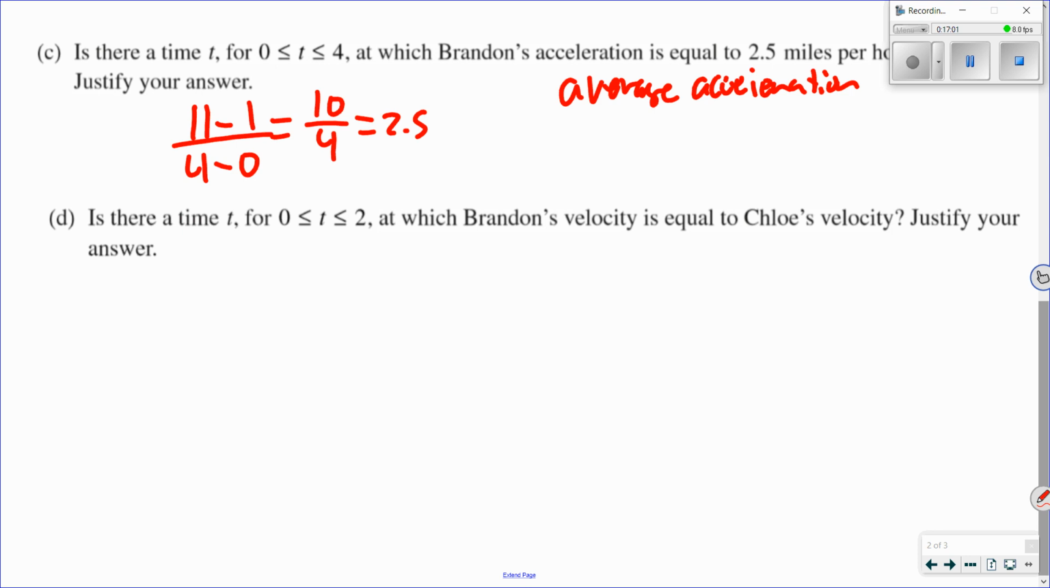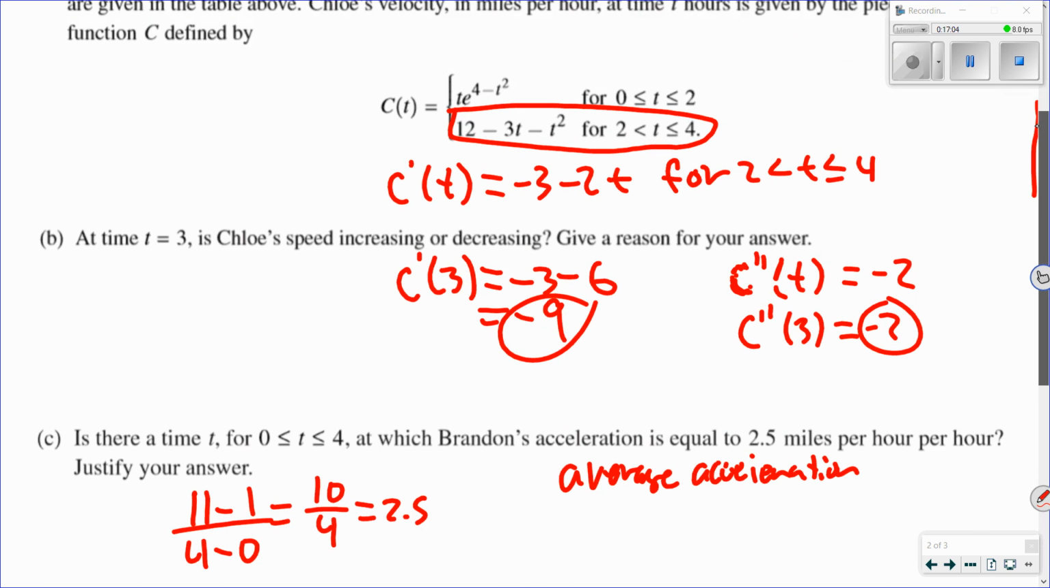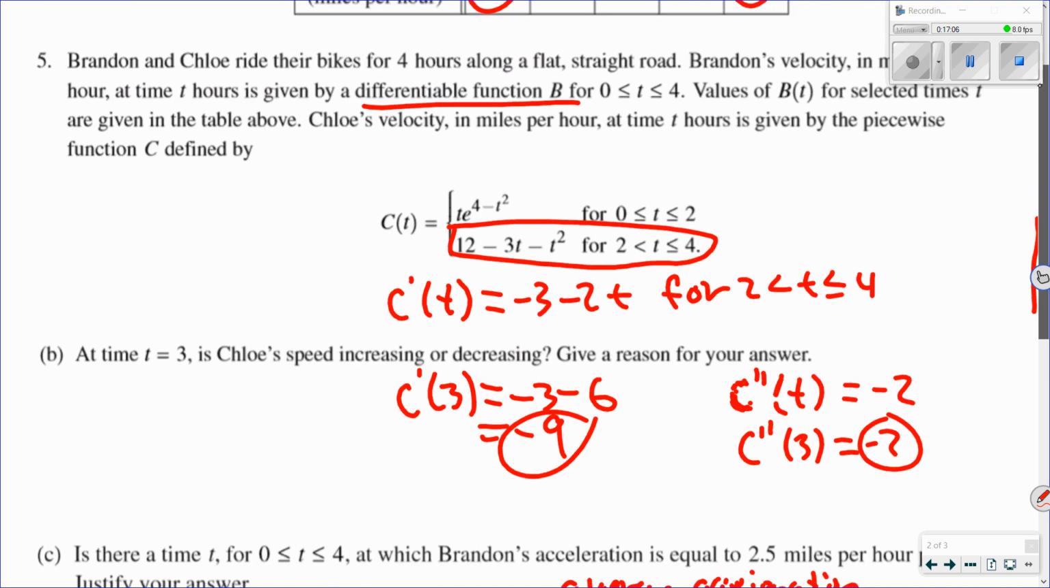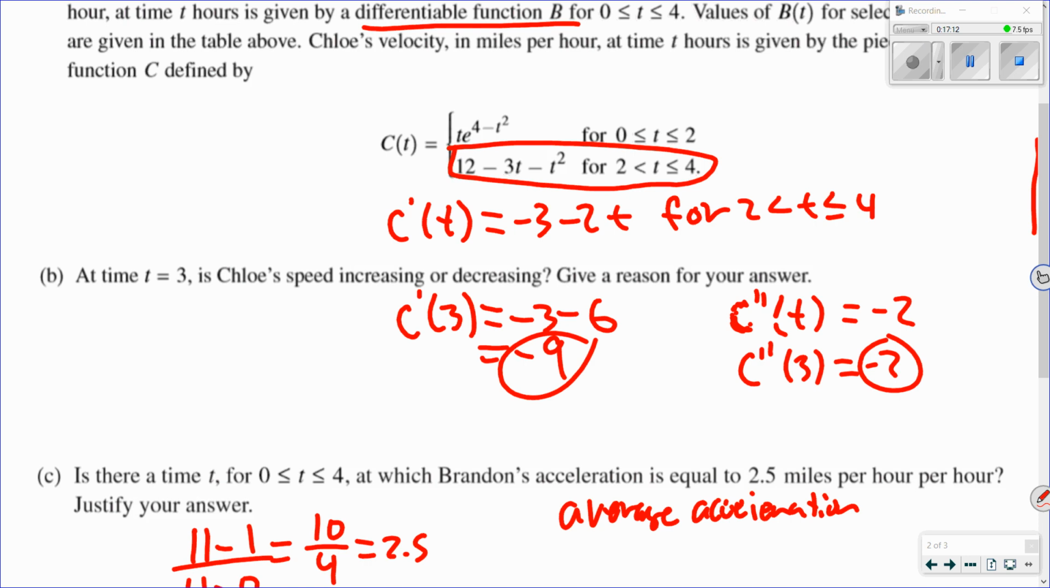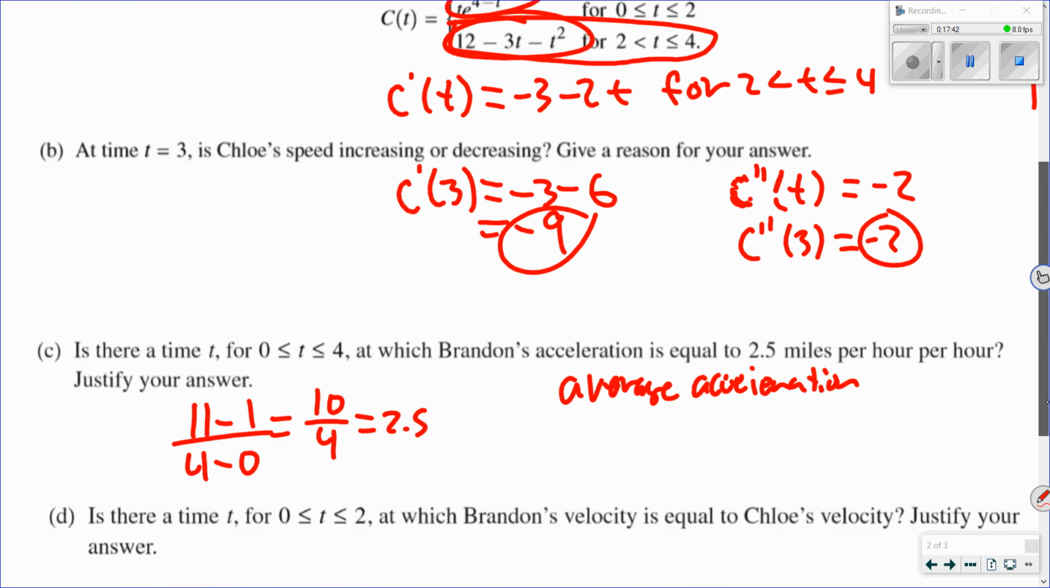They're both continuous. Let's see, does it tell us actually C is continuous? So maybe we should check and make sure C is actually continuous. If I plug 2 into the first one, I get 2 e to the 4 minus 4, so that's 0, e to the 0, and I get 2. When I plug 2 into the other piece, I get 12 minus 6 minus 4. That comes out to be 2 also. So the piecewise function meets, so it is a continuous function. So they're both continuous functions.